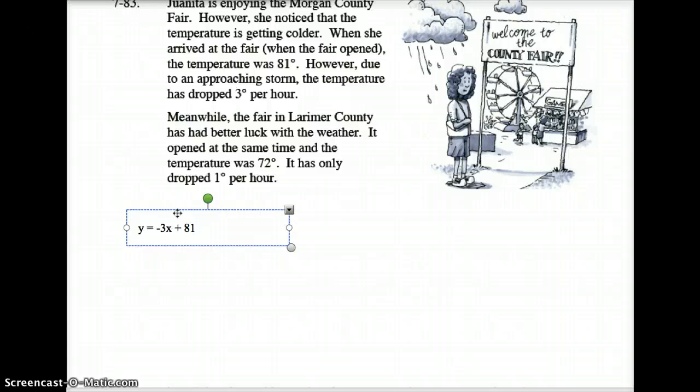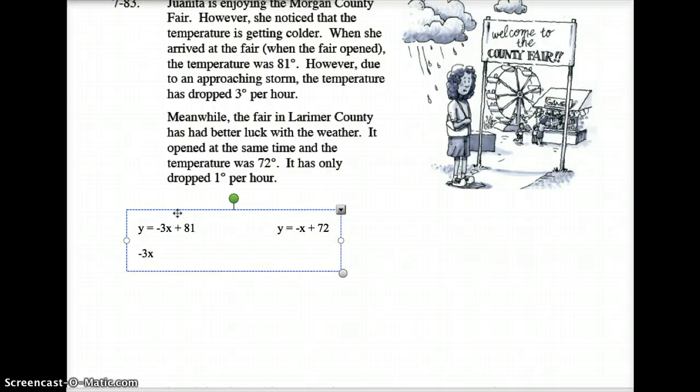In the meantime, at the Larimer County Fair, they had better luck. It started at 72 degrees and was only dropping 1 degree per hour. So that would be a negative 1x, or just negative x, and started at a positive 72 degrees. If we set this up, we know that y equals y, so we can take the equation of negative 3x plus 81 and set that equal to negative x plus 72. We need to combine these and solve for x, to find how many hours until the two fairs have the exact same temperature.